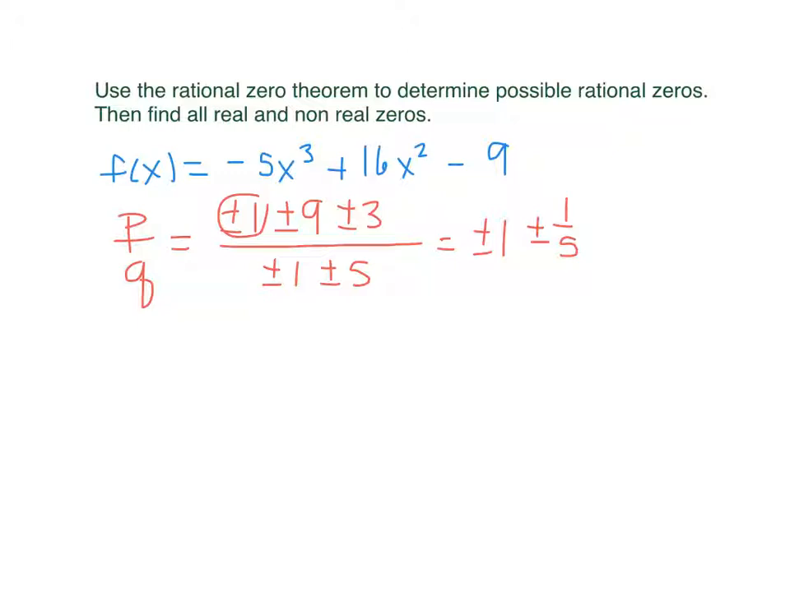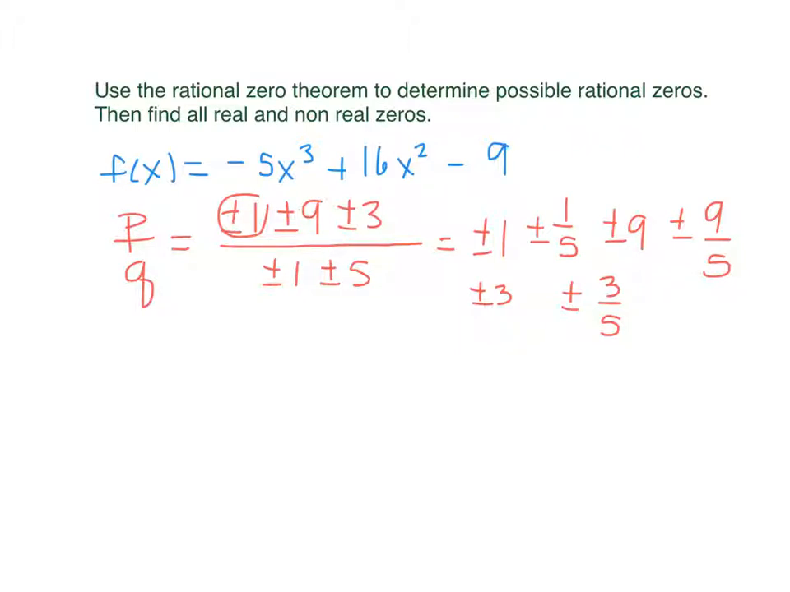And then let's do the same thing with the 9. Plus or minus 9 over plus or minus 1, we get plus or minus 9. And then we get plus or minus 9 over 5. And then same thing with the 3. Plus or minus 3, and then plus or minus 3/5. Okay, so what we have there are 6 times 2, 12 possible rational zeros.